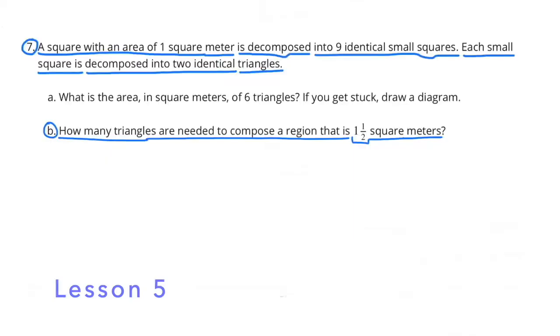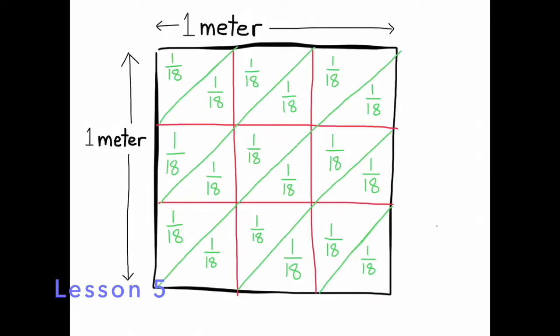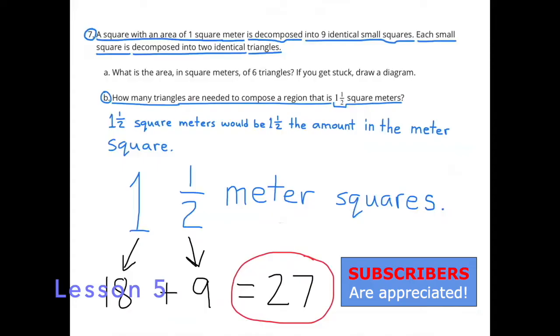B. How many triangles are needed to compose a region that is 1.5 square meters? 1.5 square meters would be 1.5 the amount of the meter square. And since the meter square held 18 triangles, and 9 is half of 18, 18 plus 9 would be 27. So 1.5 square meters would hold 27 of these triangles.